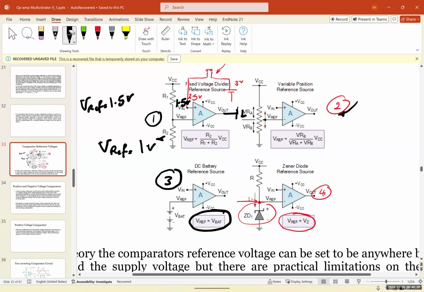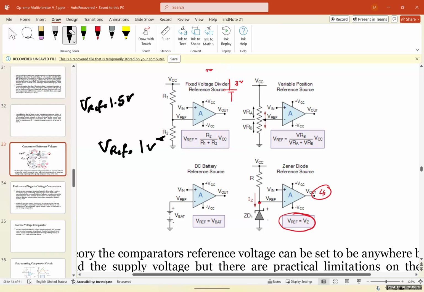But number 1, 2, and 3 have another problem that is solved in number 4. Can you think of a problem that these systems have?